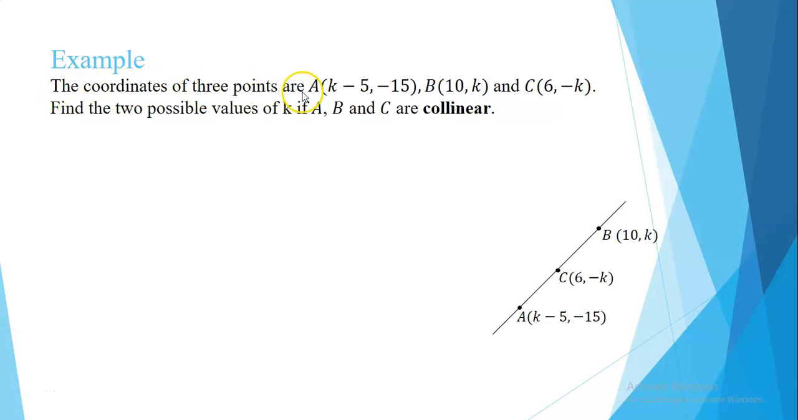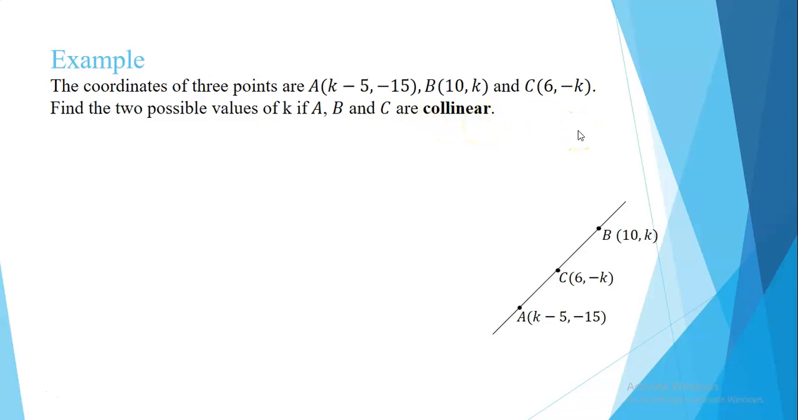The coordinates of 3 points are A, which is an x of k minus 5 and a y of minus 15, B, which is an x of 10 and a y of k, and C, which is an x of 6 and a y of minus k. Find the two possible values of k if A, B, and C are collinear.